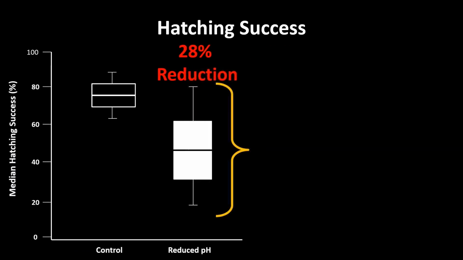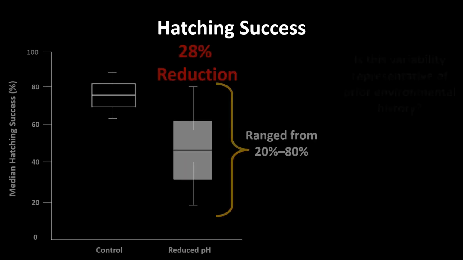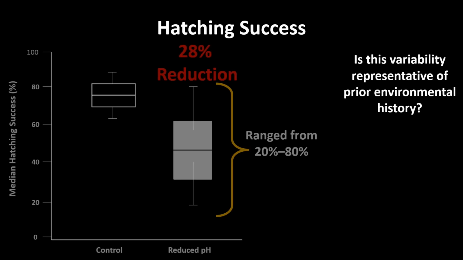One of the things that we were really interested in for the next component of this work was looking at this variability. Although we saw lower hatching success, this ranged from 20 to about 80%, which means that we still had a lot of females releasing embryos just fine under low pH conditions. So we want to see, is this variability representative of prior environmental history, that they get experience with that pH variability?